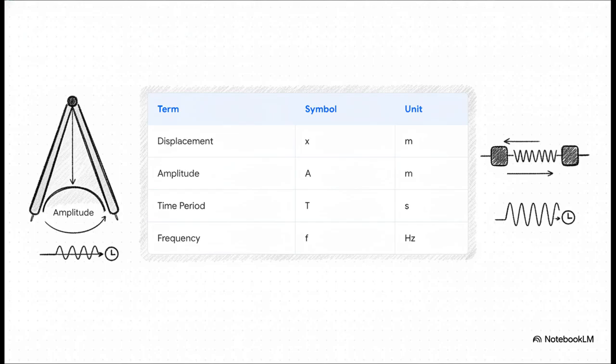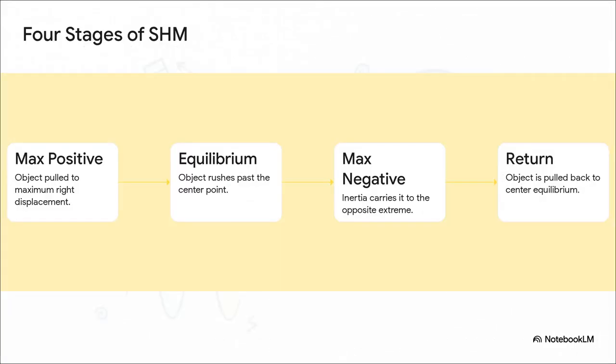Then we have time period, measured in seconds, which is how long it takes to complete one full back-and-forth cycle. And finally, frequency. Measured in hertz, frequency just tells us how many of those full cycles happen in one single second. Let's break down the 4 stages of a single oscillation.